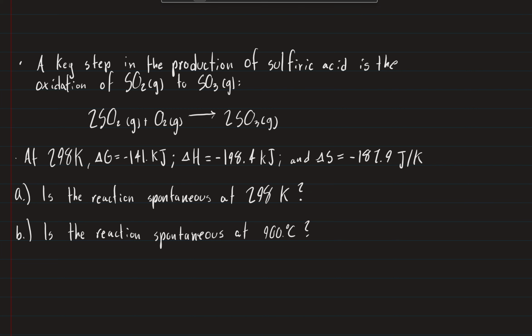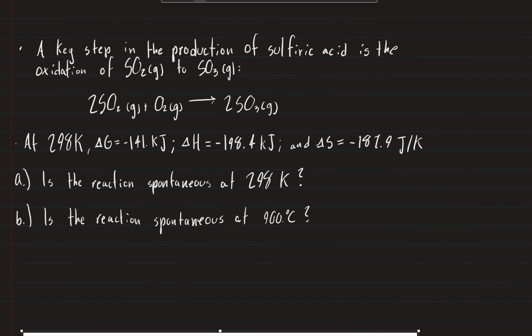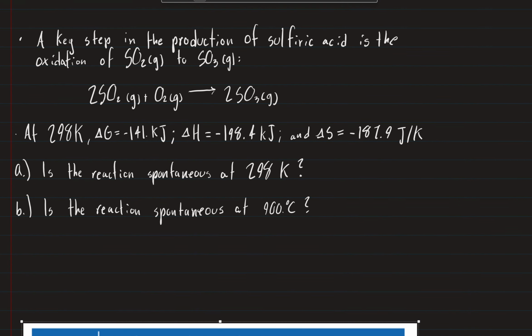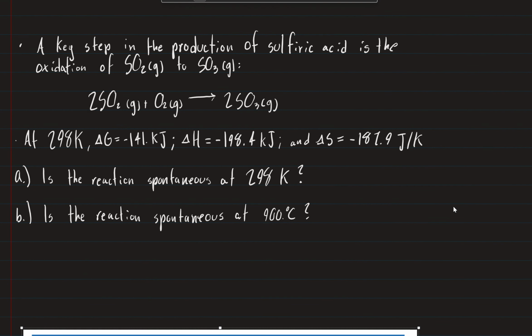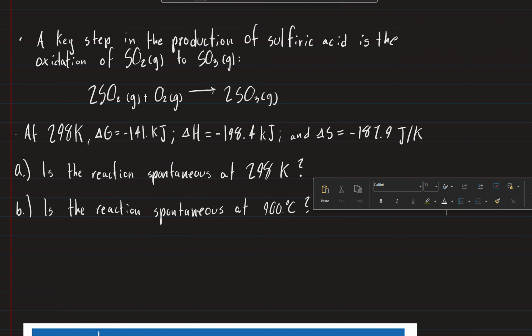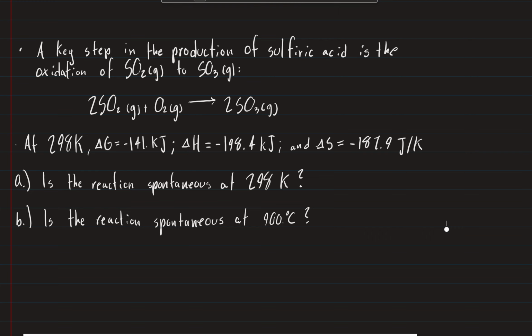Hello, we're back with another video, and today we'll be looking at this practice problem to get you more familiar with reaction spontaneity and the signs of delta H, delta S, and delta G. So hopefully with this video you'll be able to see how there's different trends based on the signs of these three values.